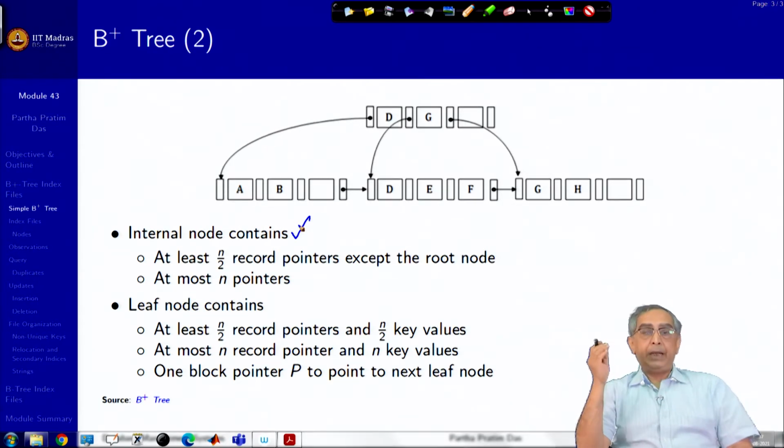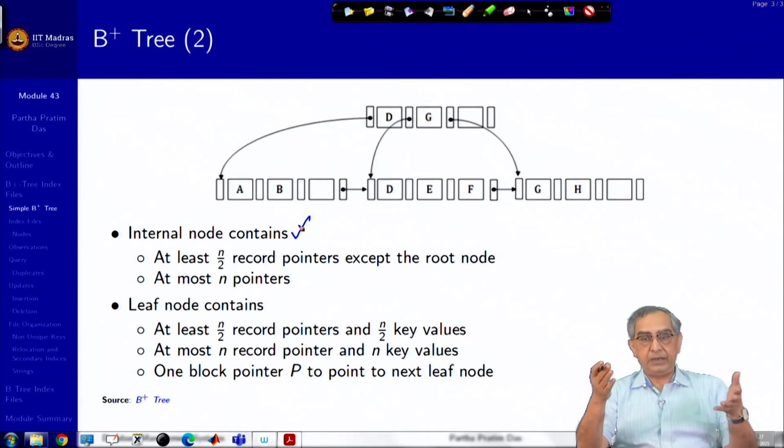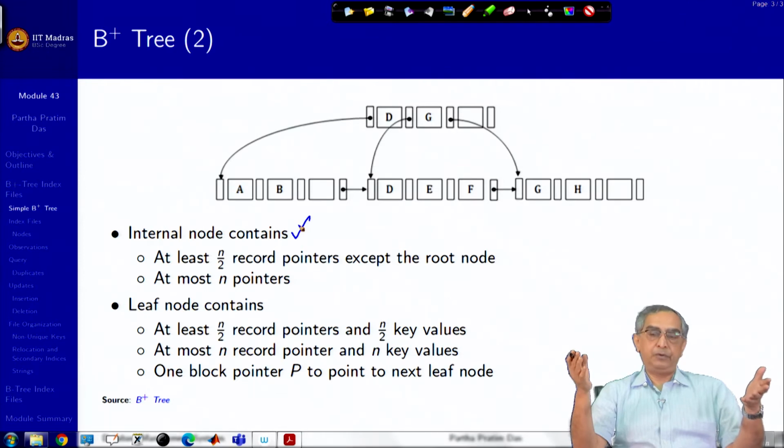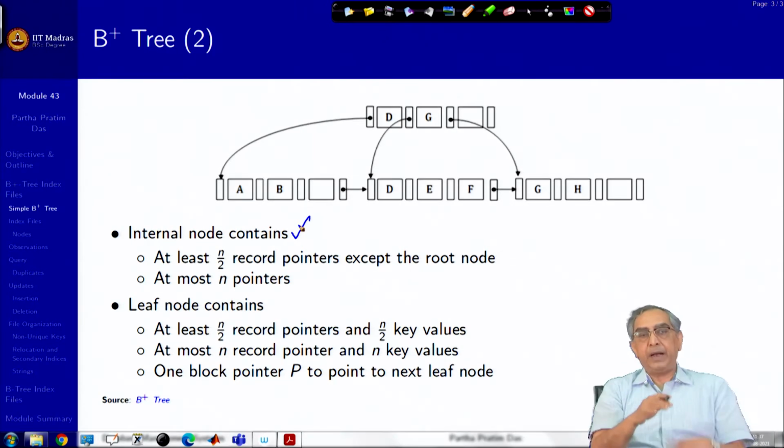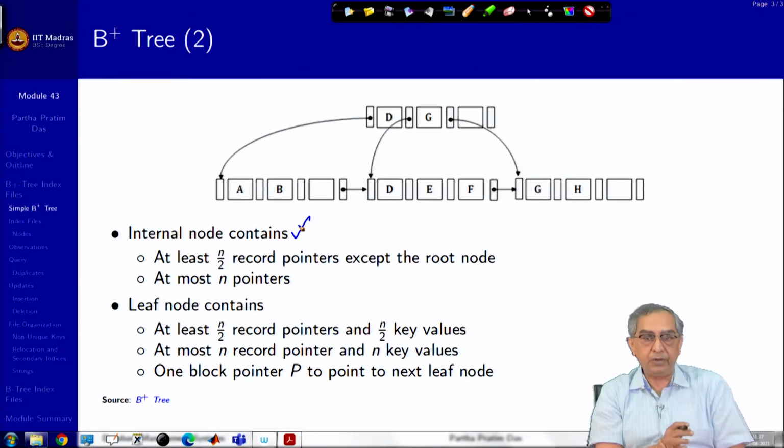On the other side, if we have nodes which have very few keys, then you will need a lot more nodes and the height will go up. And obviously, the storage will also be more.